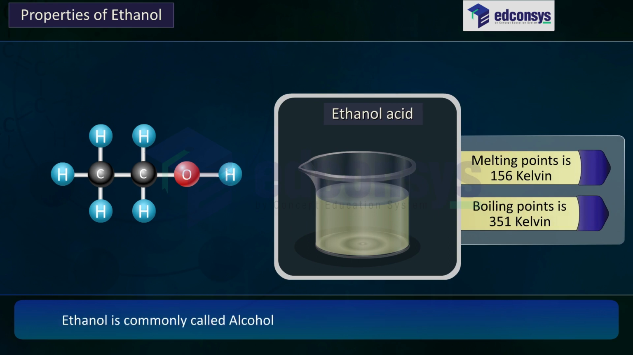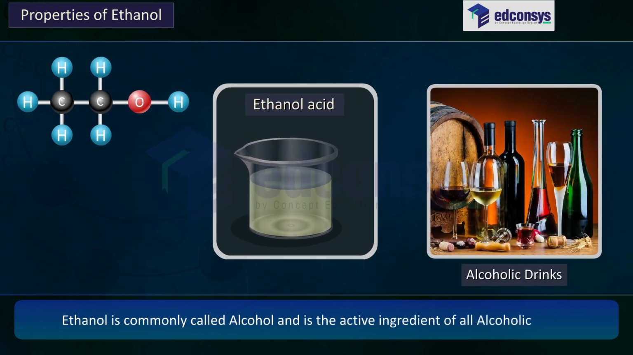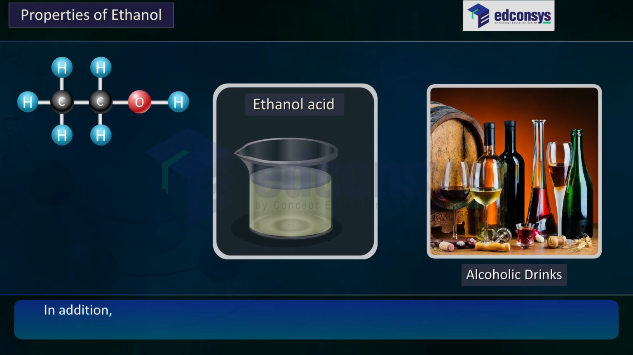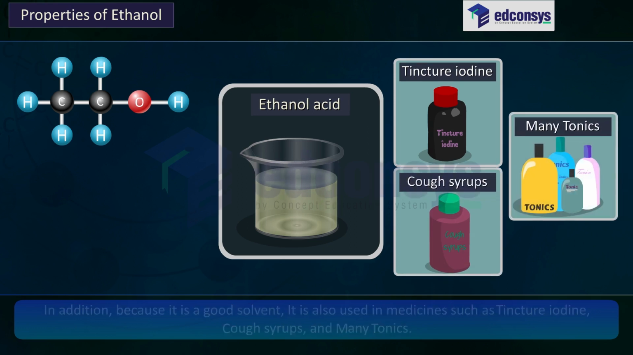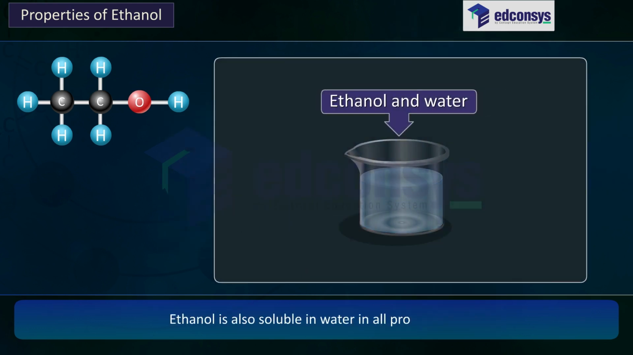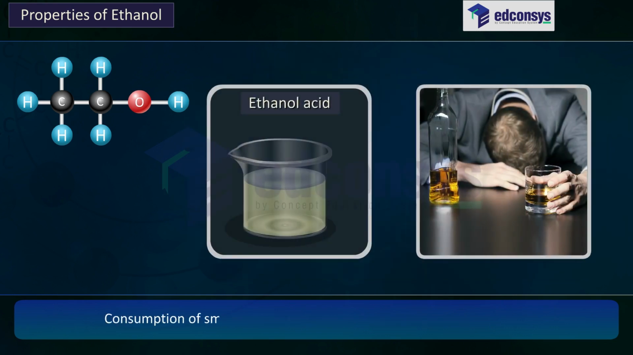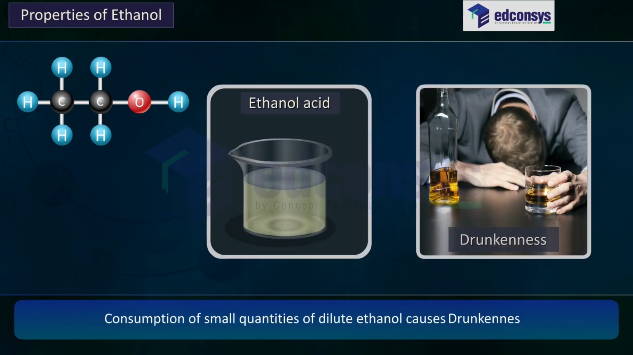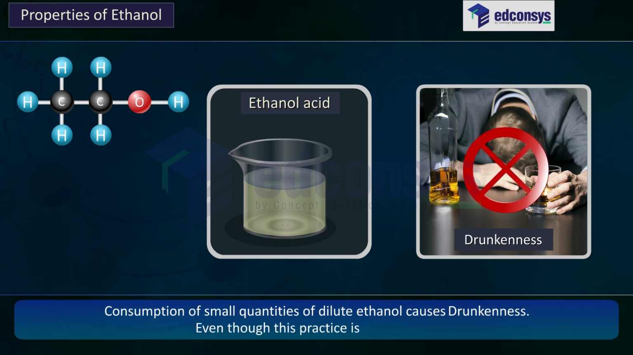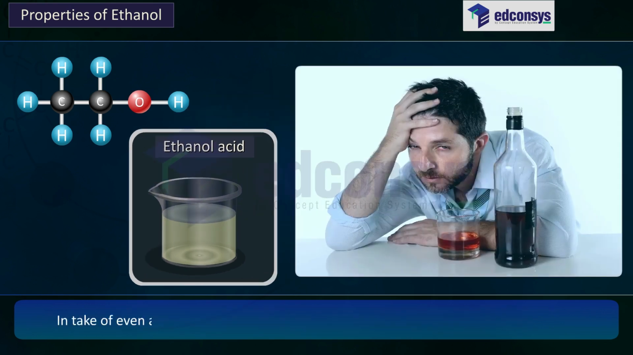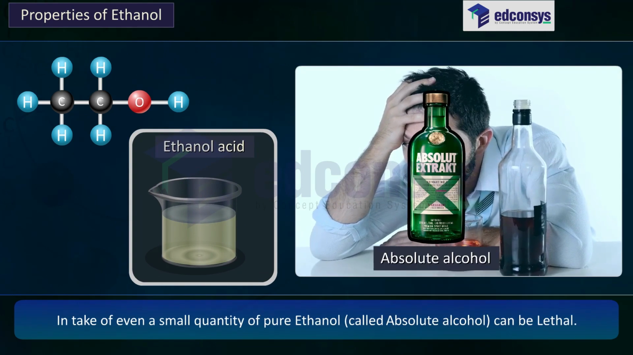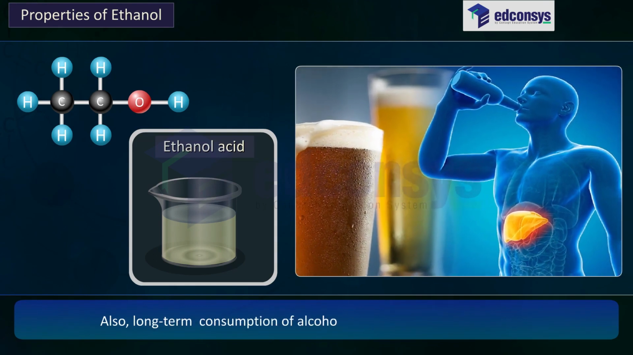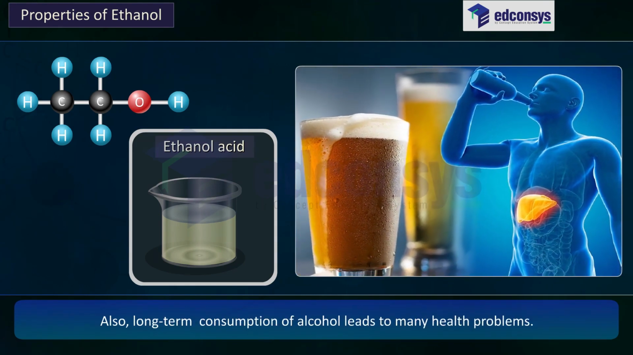Ethanol is commonly called alcohol and is the active ingredient of all alcoholic drinks. In addition, because it is a good solvent, it is also used in medicines such as tincture of iodine, cough syrups, and many tonics. Ethanol is also soluble in water in all proportions. Consumption of small quantities of dilute ethanol causes drunkenness. Even though this practice is condemned, intake of even a small quantity of pure ethanol, called absolute alcohol, can be lethal. Also, long-term consumption of alcohol leads to many health problems.